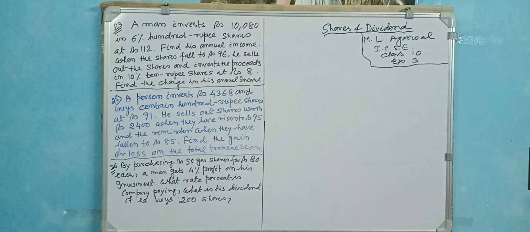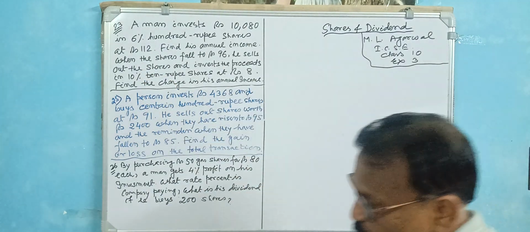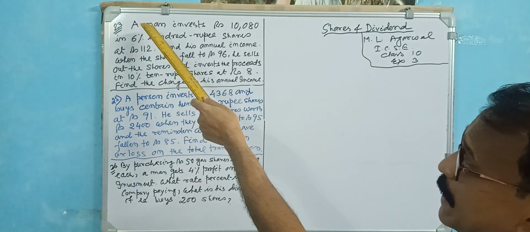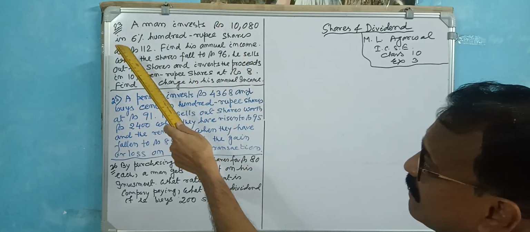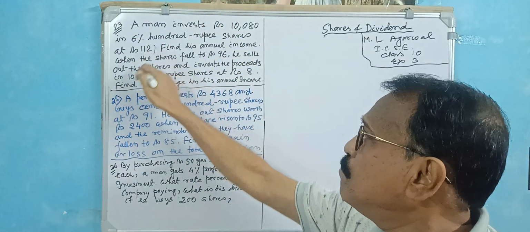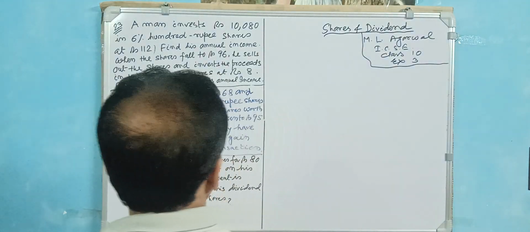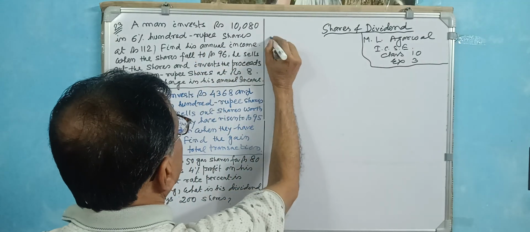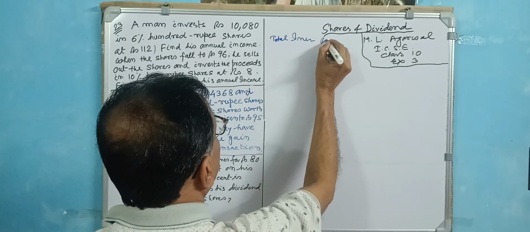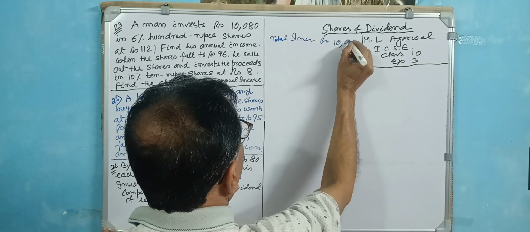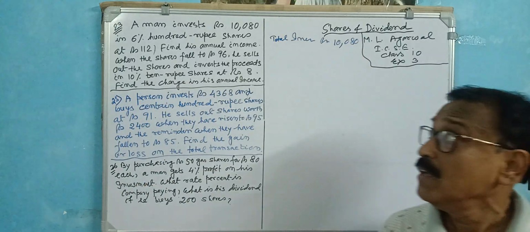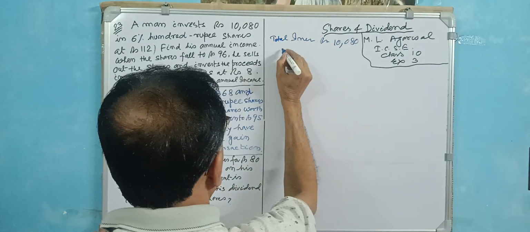Suppose the first sum. What is the sum here? Suppose sum number 23 actually. A man invests this in 6% 100 rupees shares. What is the meaning of this line? First, what is the information? A man invests, that means the total investment. Total investment is rupees this. No problem. You just write down this. And in this share, the dividend percent is this, 6%.